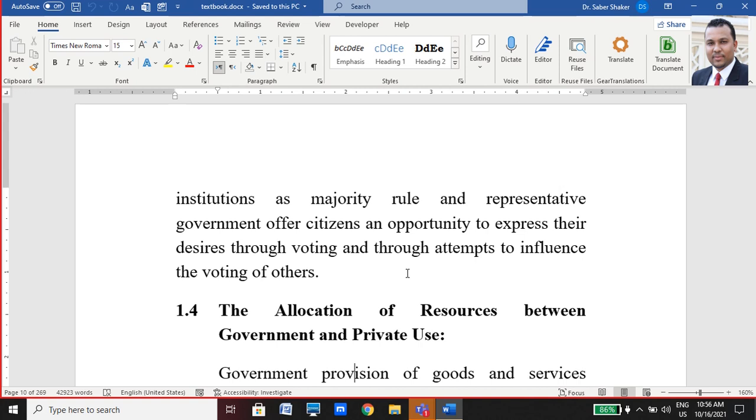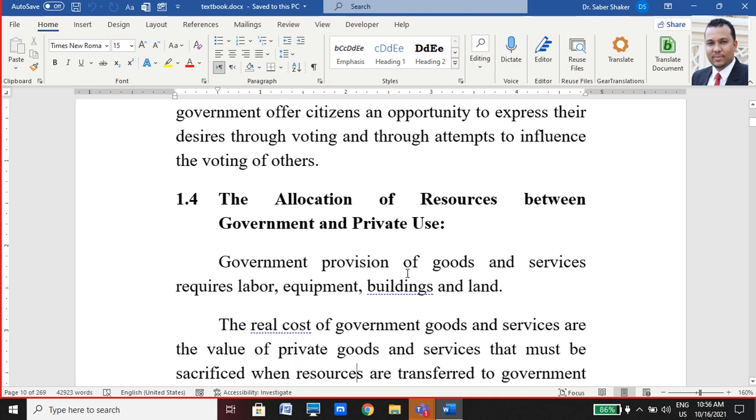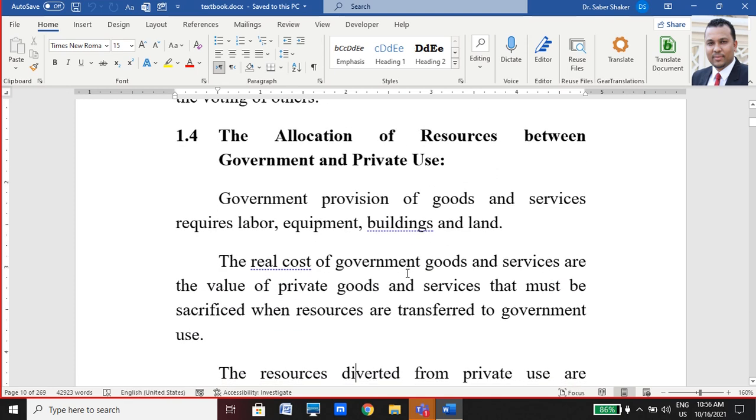On the other hand, in other political regimes, there are no important voters to influence public spending decisions. The next point is the allocation of resources. There are two categories: government goods and services, and private goods and services. But at this point, we talk about a very important problem in economics, which is scarcity.